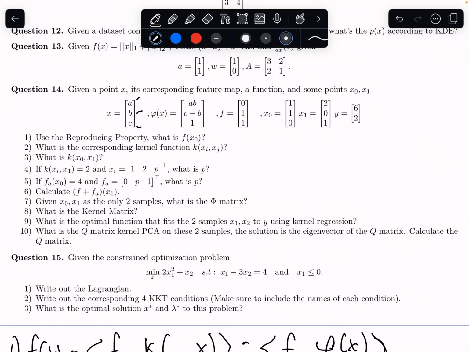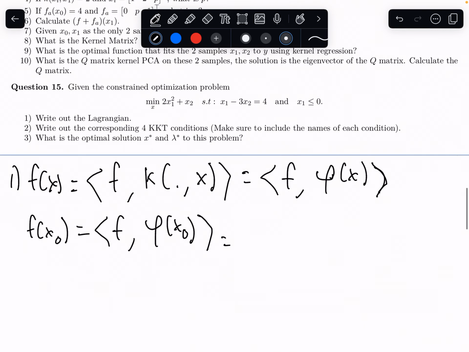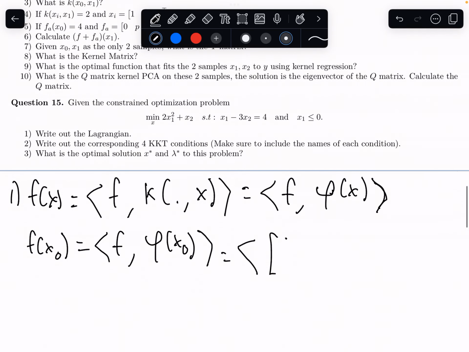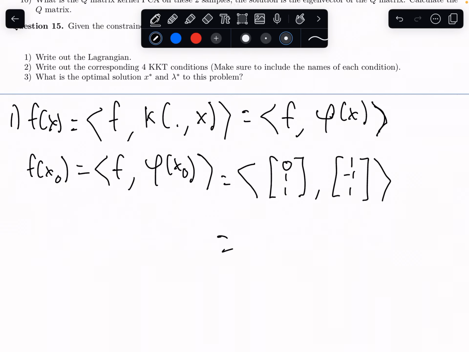So if we apply this logic to x0, where the first and second elements are 1, and the third element is 0, we get ab for the first one, which is 1, c minus b for the second element, which is 0 minus 1, so negative 1, and we have 1 for the third element. So we take the inner product of f, which is 0, 1, 1, and our other one, 1, negative 1, 1, for reasons I just outlined above. If we calculate this, I believe the inner product of these is 0.